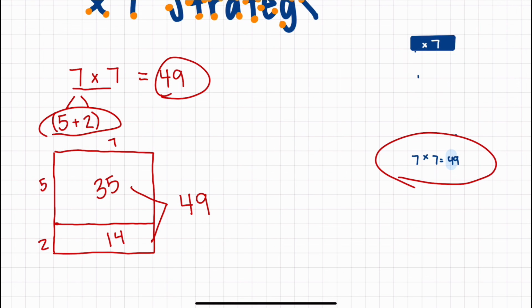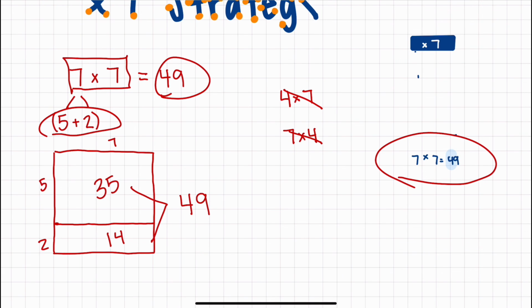So this is the only fact we have to use that for, because if we have 4 times 7, and we know that fact, well, we know 7 times 4. So we do not have to sit there and try a different strategy to figure that out.